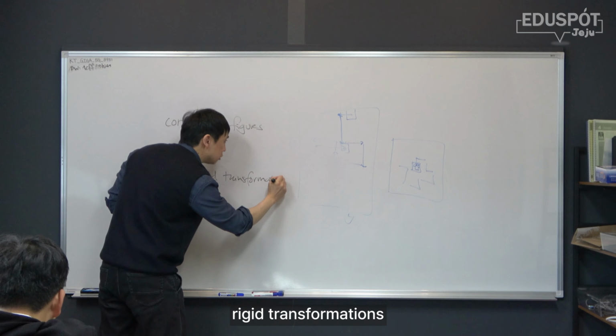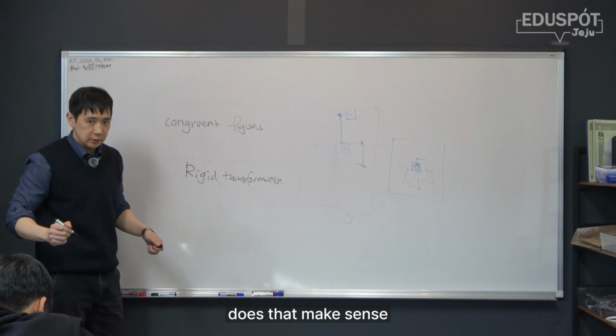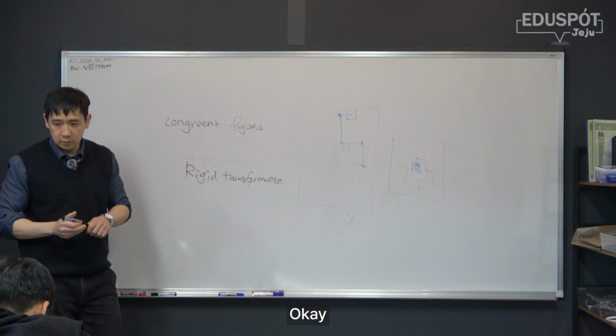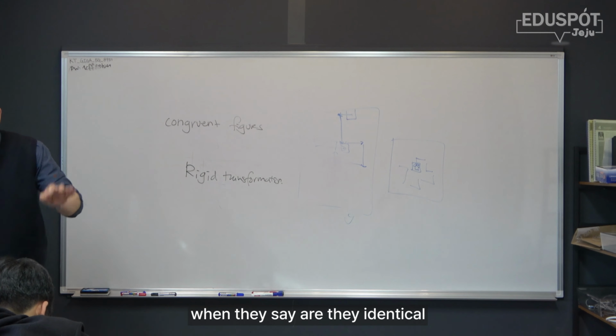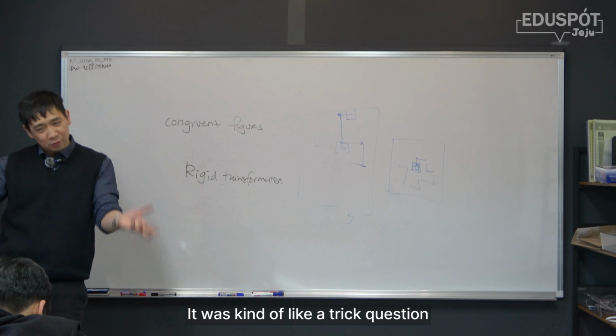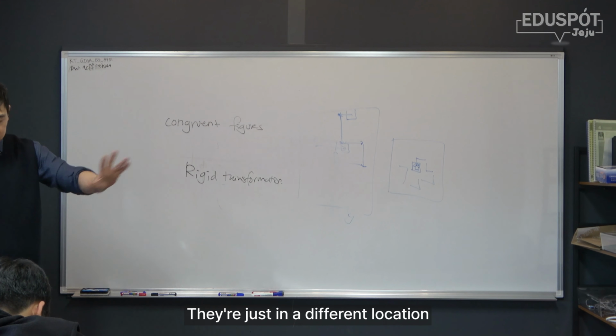When we talk about rigid transformations, does that make sense? Okay. So when they say, are they identical? It was kind of like a trick question. They are identical, they're just in a different location.